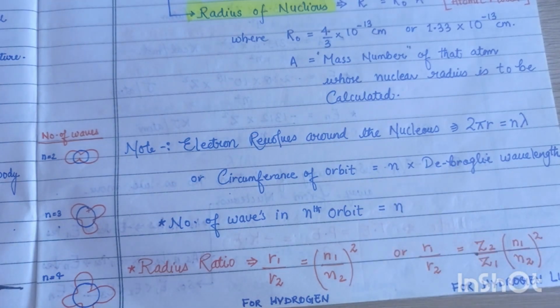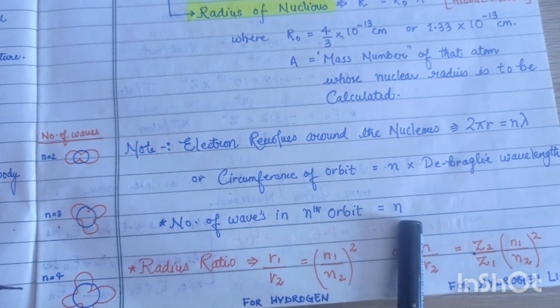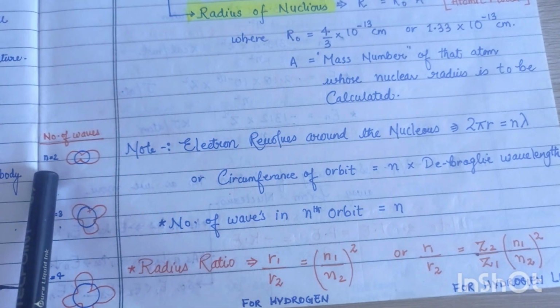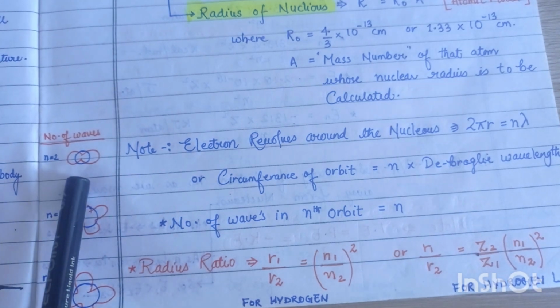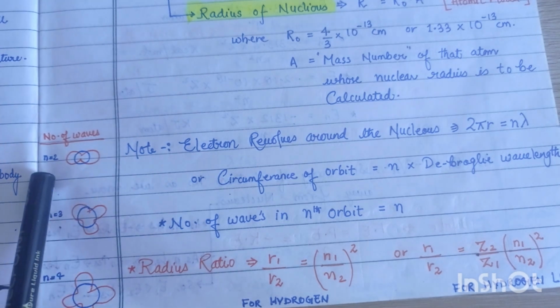What is the conclusion I want to tell you? I simply want to explain that the number of waves in the nth orbit is always n. If I ask you how many waves are present in the first orbit, your answer will be 1. If I ask how many waves are present in the second orbit, I am showing these waves by the red or orange color, you will say, sir, 2 waves, because n is equal to 2.